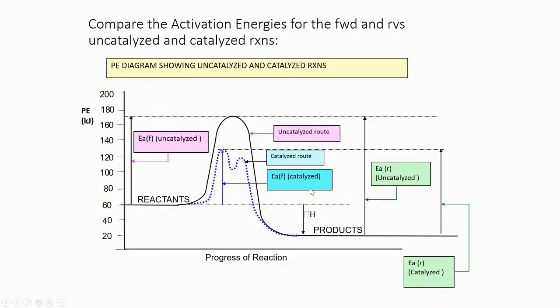This is just another graph comparing the energies of forward and reverse reactions, very similar to before. You've got the catalyzed and uncatalyzed. If it lowers the EA in the forward reaction, it's going to lower the EA in the reverse reaction. Delta H stays exactly the same.